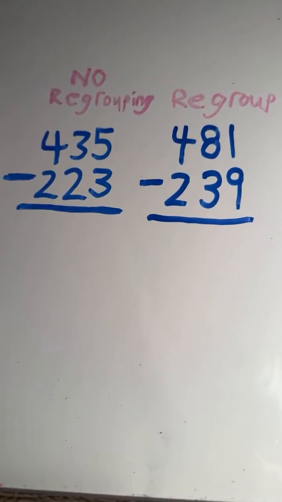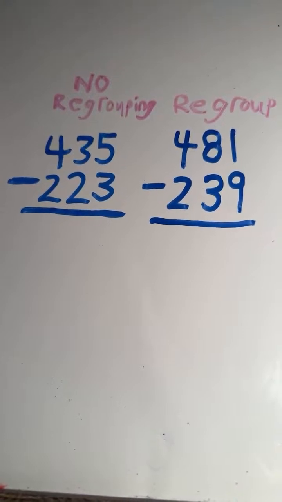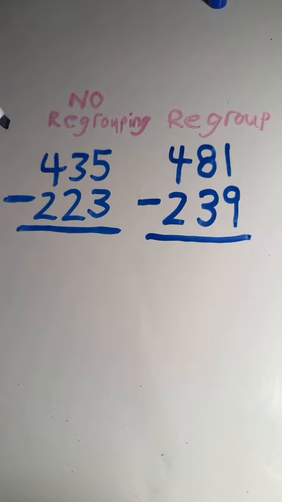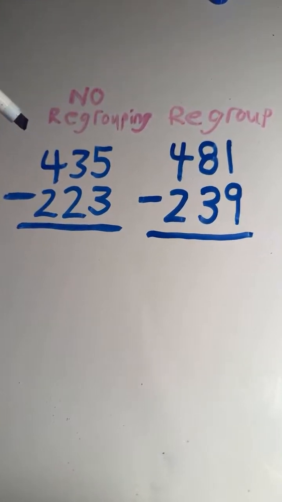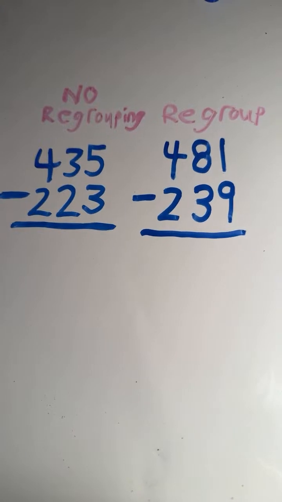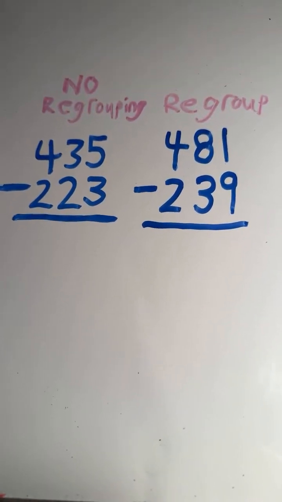So this live stream is going to focus on subtraction with and without regrouping. Our first two problems are 435 minus 223 and 481 minus 239. I'm going to go through step by step how to solve both problems, and I'm also going to go over how we know when to regroup and when not to regroup.